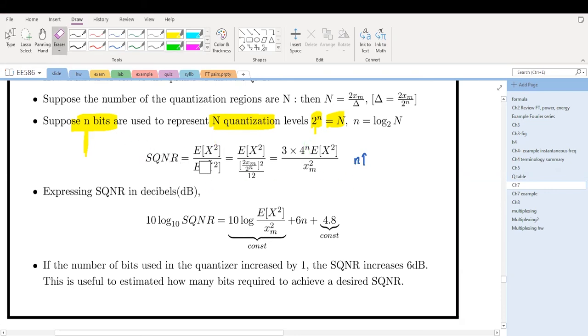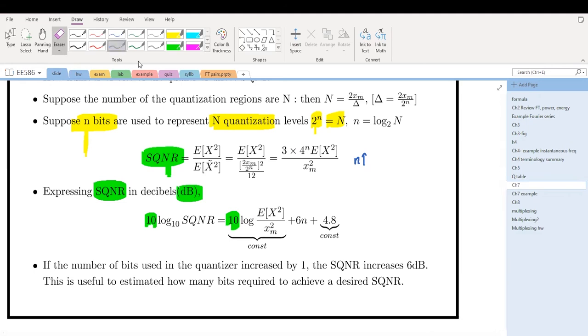Let's look more at the relationship of the number of bits in the quantizer and the SQNR. To do that, we want to express the SQNR in decibels, in dB. So we take the SQNR, this is a real value, and we take 10 log 10, that is, 10 multiplied by log base 10. I omitted base 10 here because it is pretty much clear.